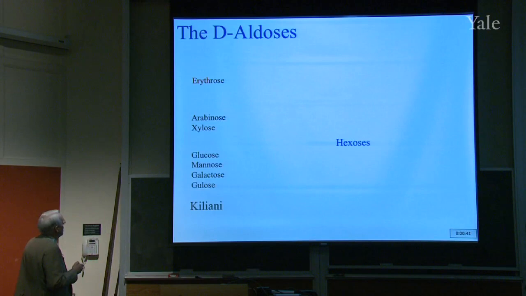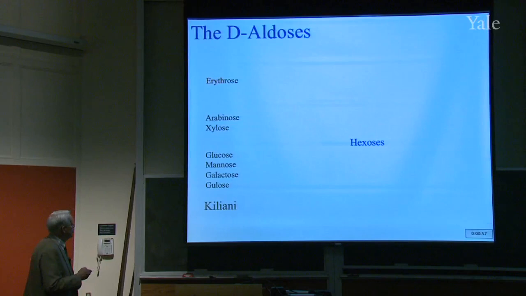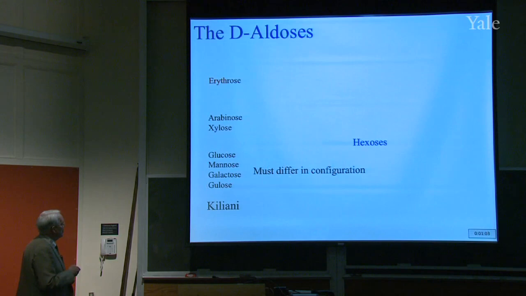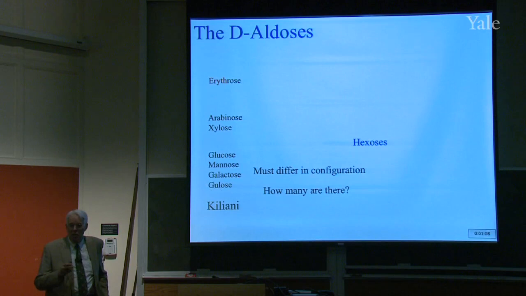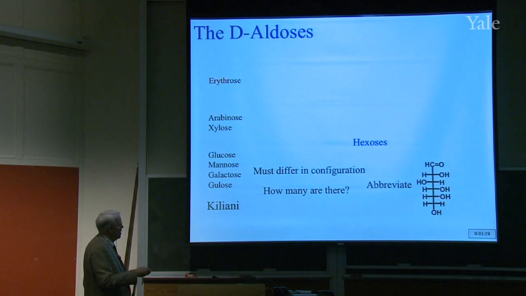Okay, but there were also hexoses, glucose, mannose, galactose, and gulose. And all these were identified by Kiliani as being aldoses, right? Aldehydes, not ketones. We showed how he could tell the difference there. So these must differ in their configuration, right? Now, how many should there be? If you have six carbons in a chain that ends in an aldehyde, how many should there be? Well, for this purpose, we could write them all out like this. This is a particular one, using what projection? The Fischer projection.